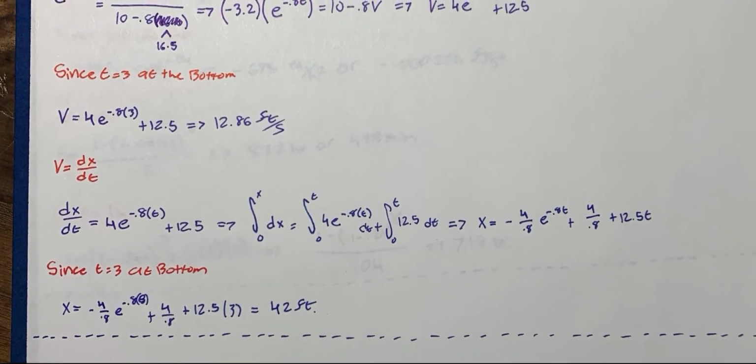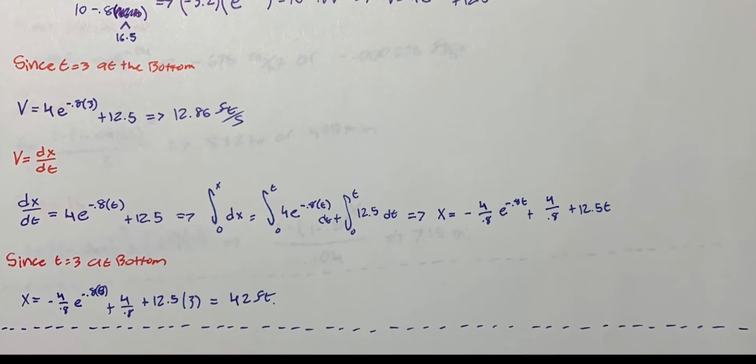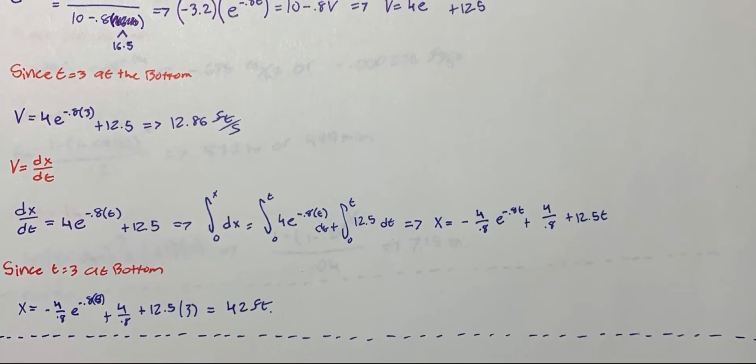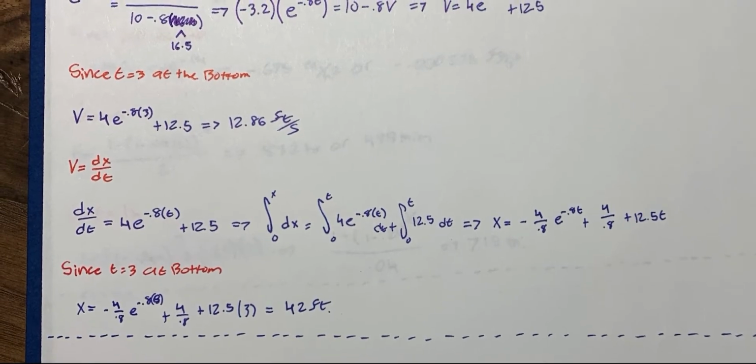And then after that, we know that the velocity is equal to the derivative of position with respect to time. So we can replace v in the equation with that, and we'll split the derivative again, and then take the integral of both sides. And then we'll end up with a position. And then you'll just need to plug in the numbers. Since t equals 3 at the bottom, we get x is equal to 42 feet.